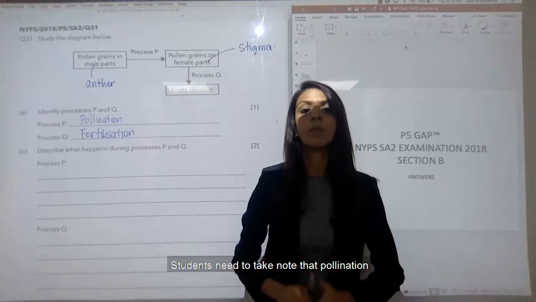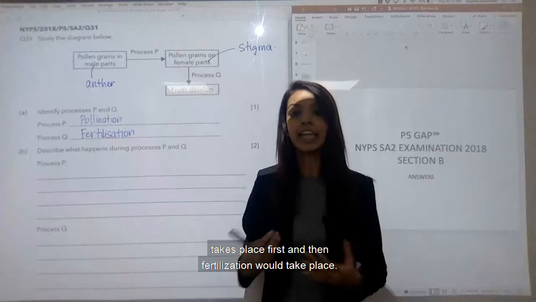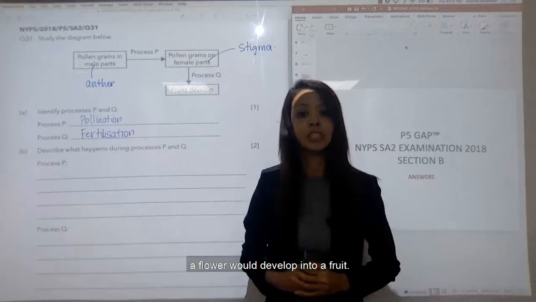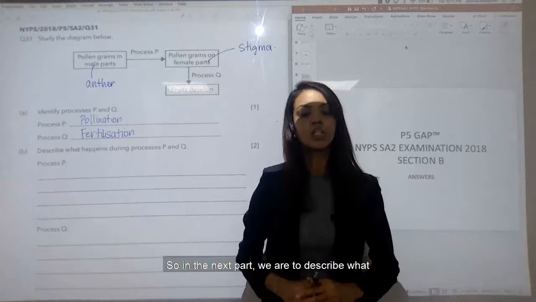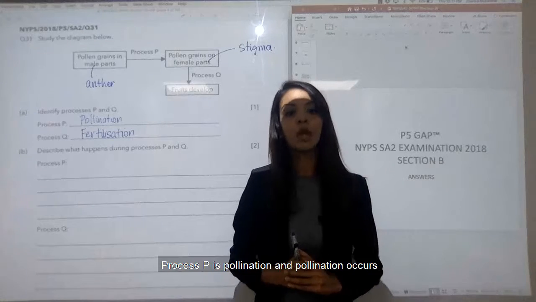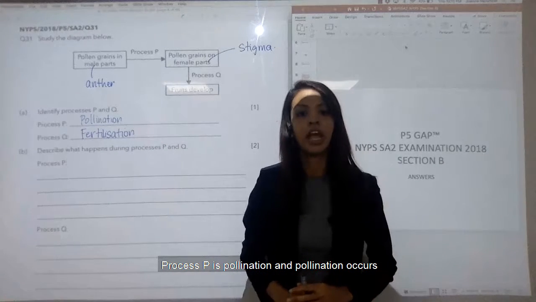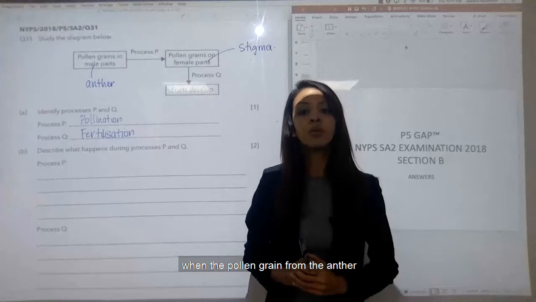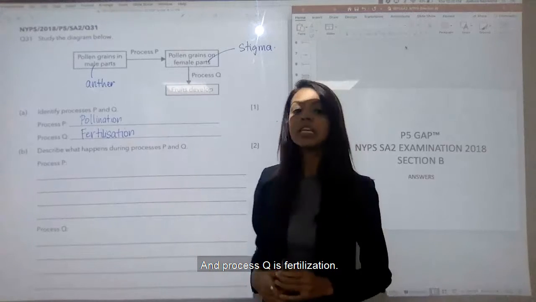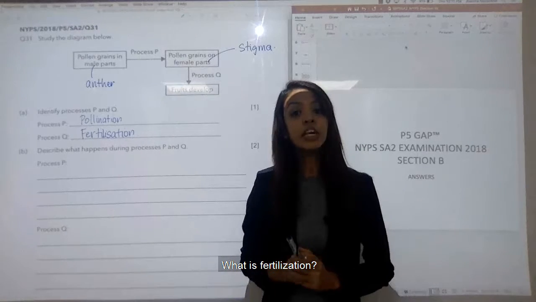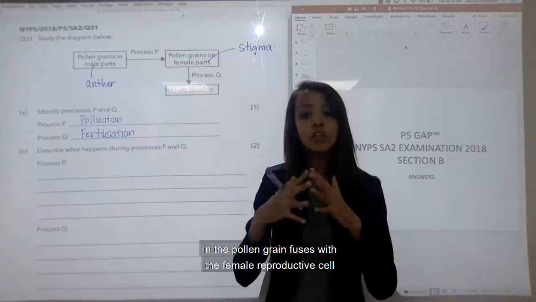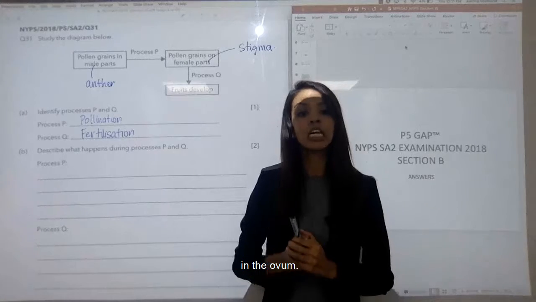Students need to take note that pollination takes place first and then fertilization would take place. And when fertilization takes place, a flower would develop into a fruit. So in the next part, we are to describe what happens during processes P and Q. Process P is pollination, and pollination occurs when the pollen grain from the anther lands on the stigma. And process Q is fertilization. What is fertilization? Fertilization is the process where the male reproductive cell in the pollen grain fuses with the female reproductive cell in the ovule.